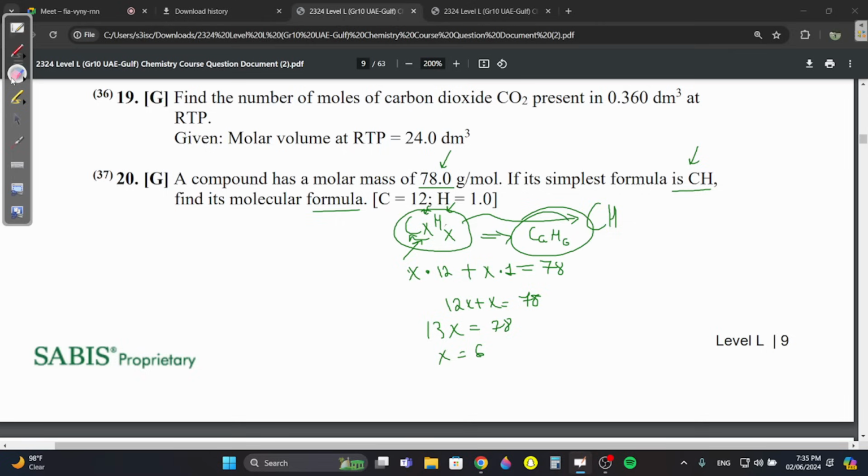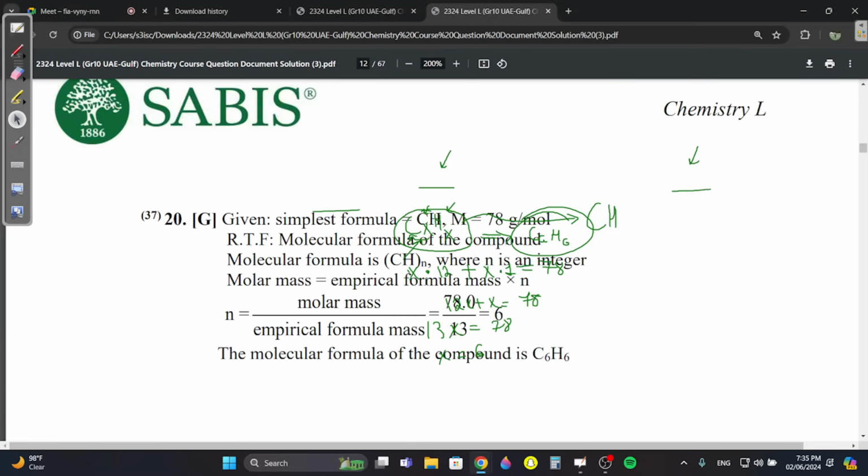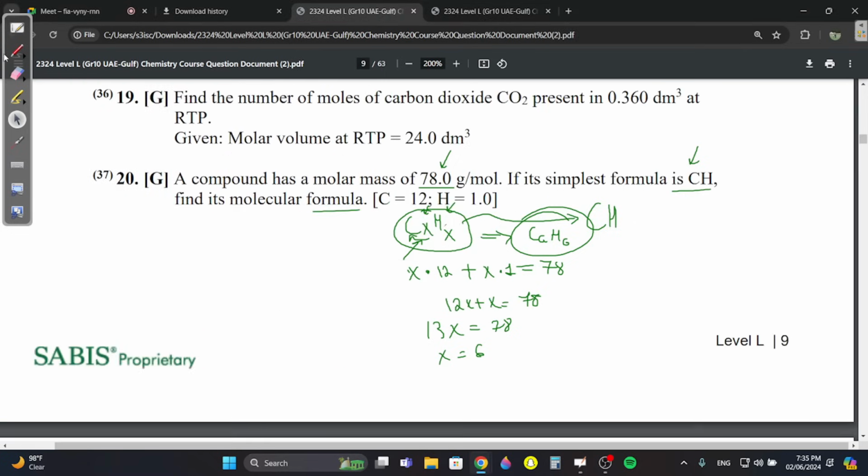Okay, that's how you solve it. The way they explain it in the solution is a bit tricky. I don't like it. What they did, they put n outside and distributed the n. Since CH is 13, that would make more sense actually. You have to multiply this 13 by something to get 78, because we divided by something to get 13. Let's just call that x. So 13x equals 78, x equals 6. So that means C6H6. Okay, yeah, I guess that works.